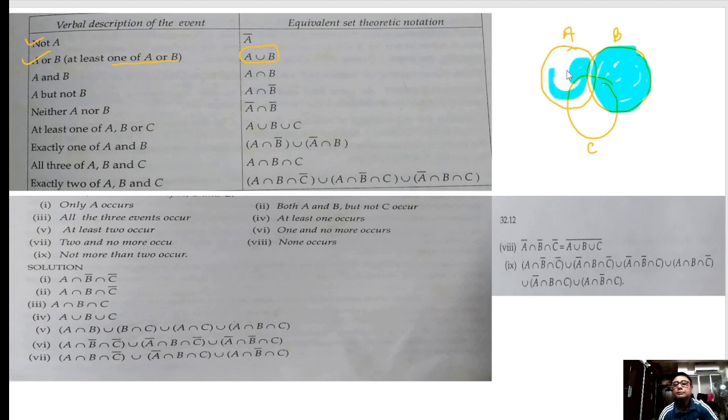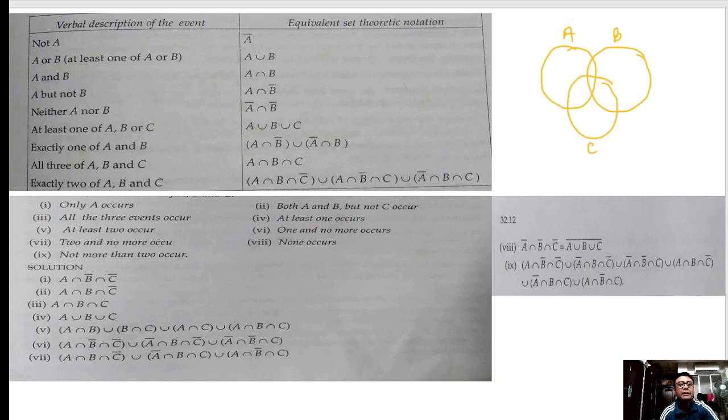Next, let us see. The next part says A and B. A and B means A intersection B. So please note the words and, or. If it is or, you will write A union B, and if it is and, you will write A intersection B. Now what is A intersection B? It is this part, that means common to both A and B.